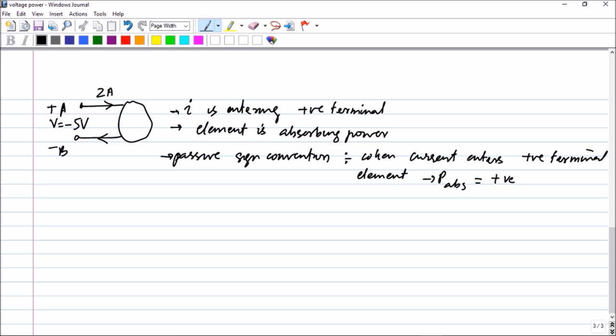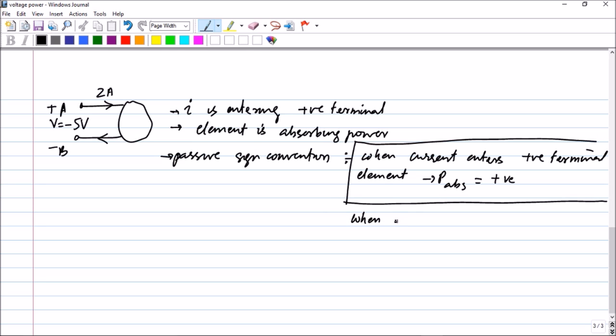You started out with positive and finally when you put the voltage, put the current, you get a negative value. You just tell that, okay, the power absorbed is negative, so actually the element was delivering power. But this is the convention that you have to use. And the second convention is that when the current leaves the positive terminal, the element does not absorb power, it generates power. So the power generated by the element will be positive.